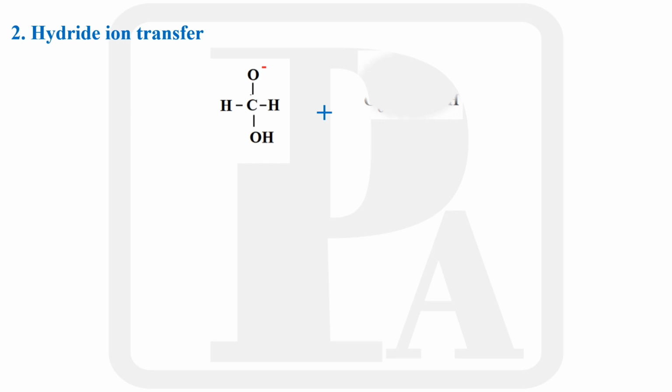Now the second step. The second step is the hydride ion transfer. In the first step we are getting one alkoxide. So with the alkoxide, what is added? Another aldehyde would be added. What is the other aldehyde? That is benzaldehyde. This reaction is a slow reaction and that is the rate determining step.